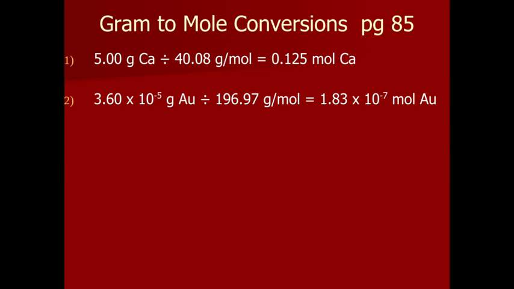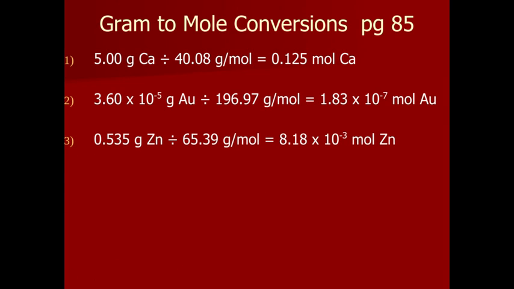Now in your calculator, you have to use parentheses. So the way I type this in is parenthesis, 3.60 times 10, and my calculator has a little arrow up button to the left-hand side, arrow up to the negative 5, parenthesis, divided by 196.97, equals, and my calculator comes up with 1.83 times 10 to the negative 7 moles of gold. If you try that on your calculator and you do not get that, please come see me so I can show you, and maybe you can show me what you're doing so I can correct that.